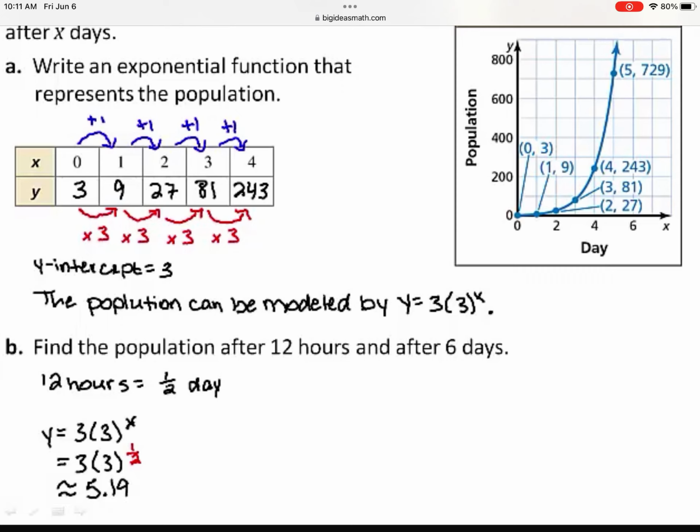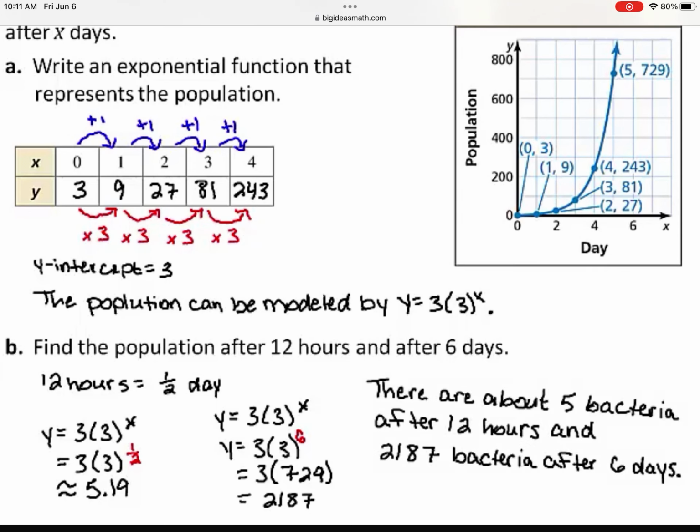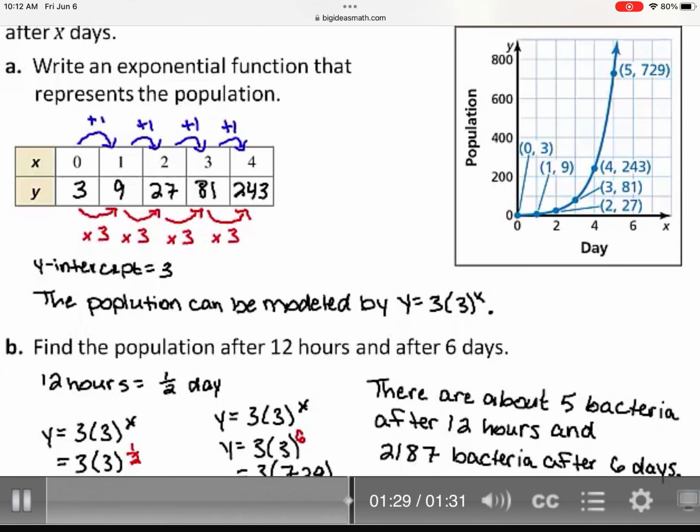To find the population after 6 days, substitute 6 for x in the equation y equals 3 times 3 to the power of x. 3 to the 6th power is 729, and 3 times 729 is 2,187. So there are about 5 bacteria after 12 hours and 2,187 bacteria after 6 days.